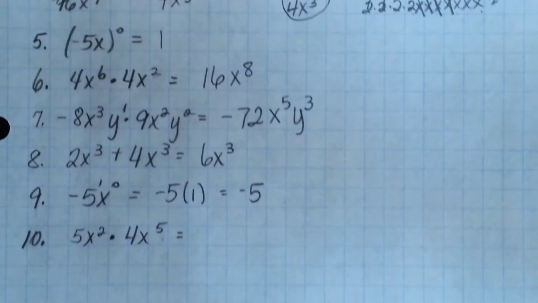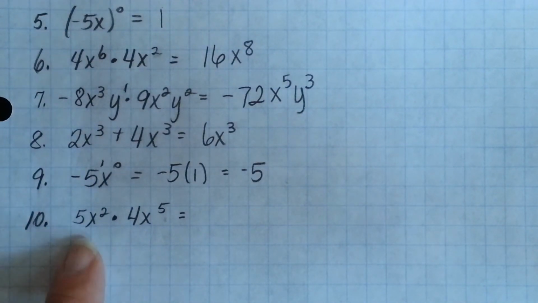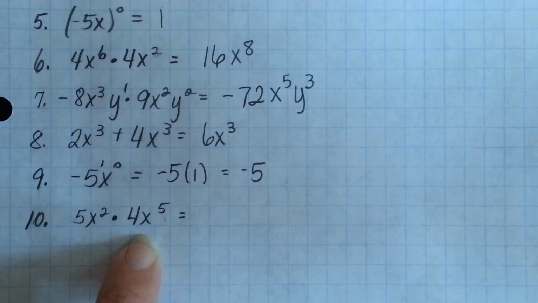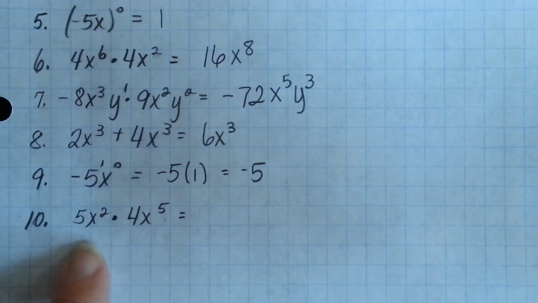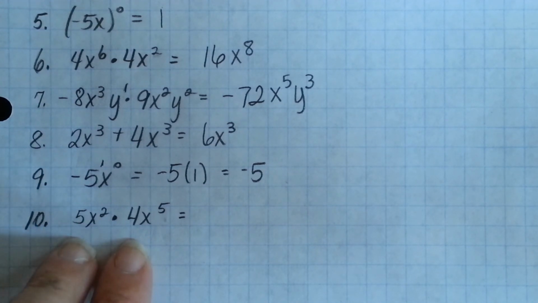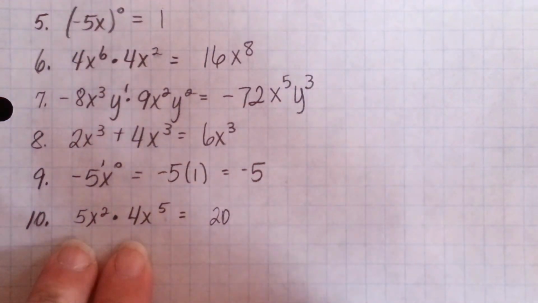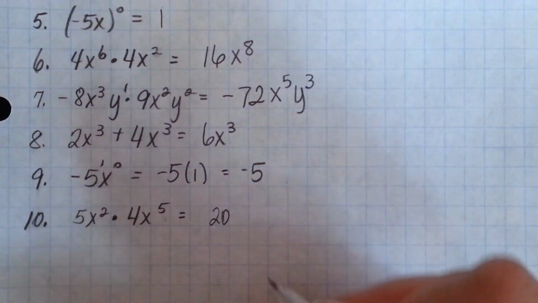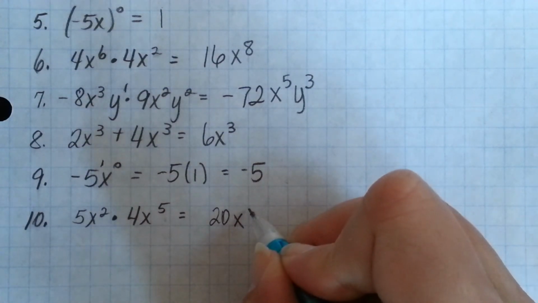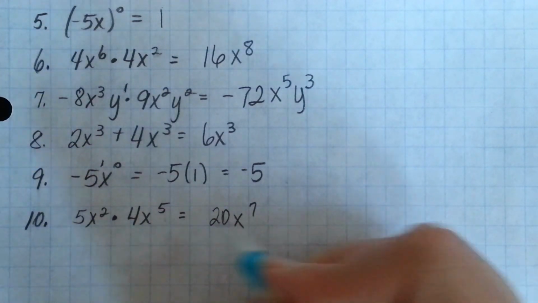And last but not least, for number 10, I am multiplying 5x squared times 4x to the 5th. Since I'm multiplying the monomials, I would multiply their coefficients. 5 times 4 is 20. And then I would add their exponents. So I would have x raised to the 7th. 2 plus 5 is 7.